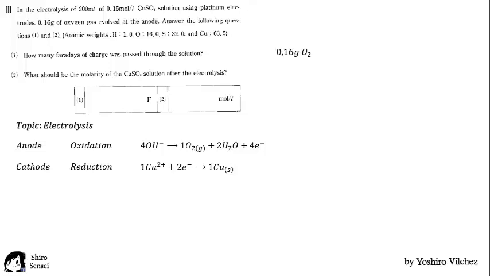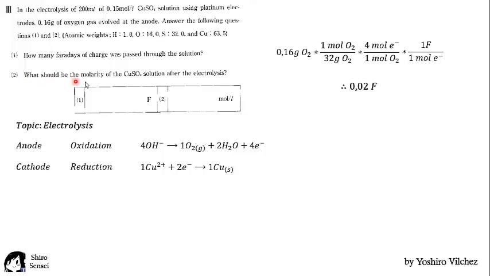So we have 0.16 grams of oxygen gas. We know that in 1 mole of oxygen gas there are 32 grams. And since this reaction is in the anode, we observe that for each mole of oxygen gas liberated, 4 moles of electrons are involved. And we know that 1 mole of electrons is equivalent to 1 Faraday. Now we cancel out the units and get 0.02 Faradays.